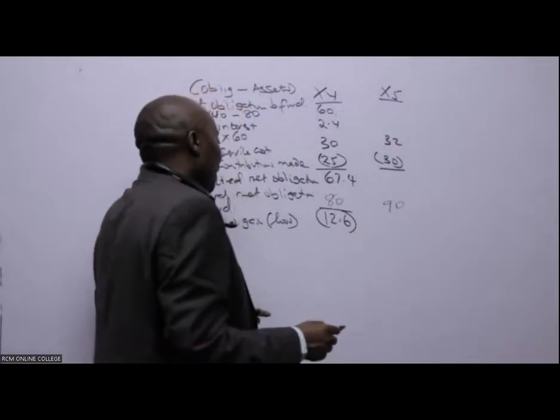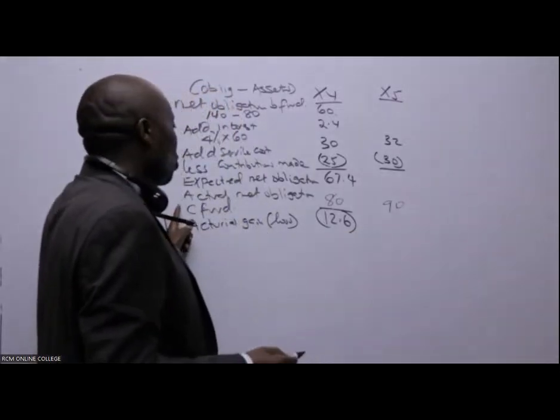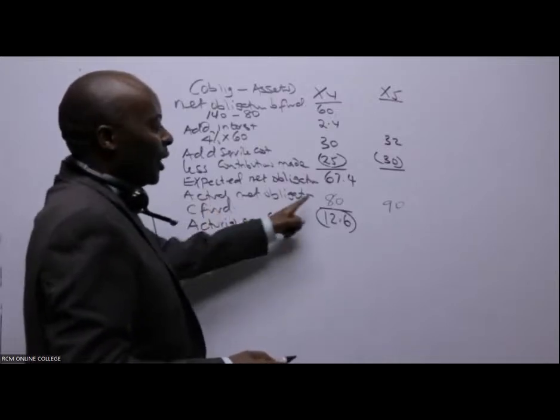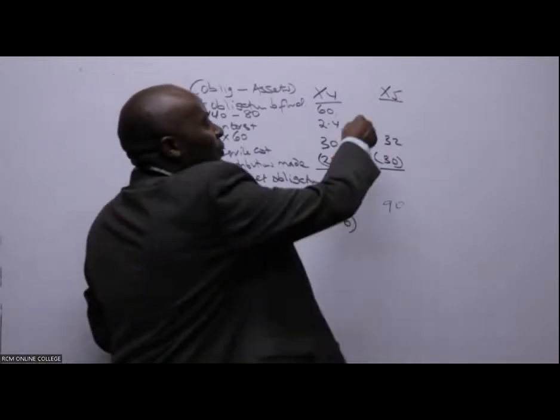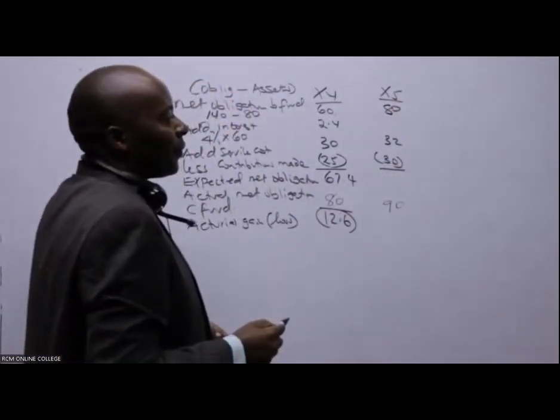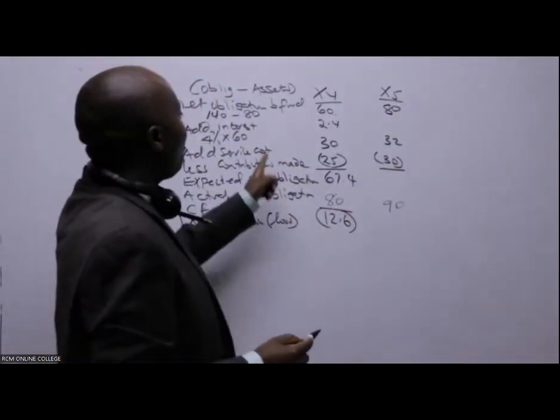Now, ladies and gentlemen, remember this is the actual net obligation carried forward. Carried forward to which year? This 80. Carried forward to X5. So this 80 is what you put there. So go ahead in X5 and compute the interest.